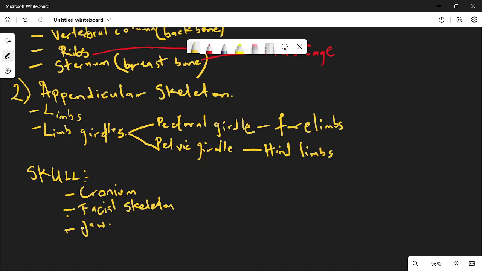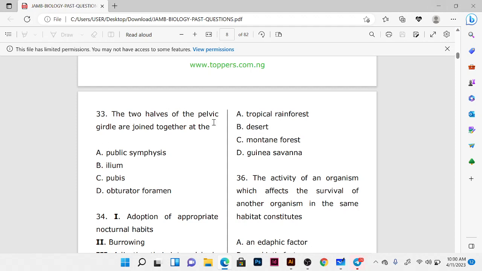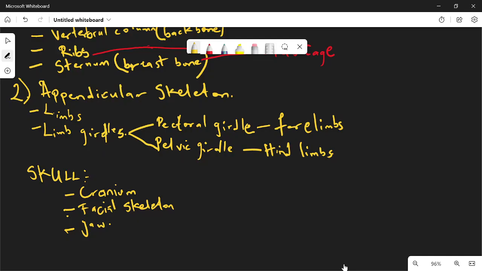But the particular question that we are answering says the two halves of the pelvic girdle are joined together at the, and the answer to that question is the pubic symphysis. Let me quickly explain that. We have two girdles, the pectoral girdle and the pelvic girdle. Are we together?